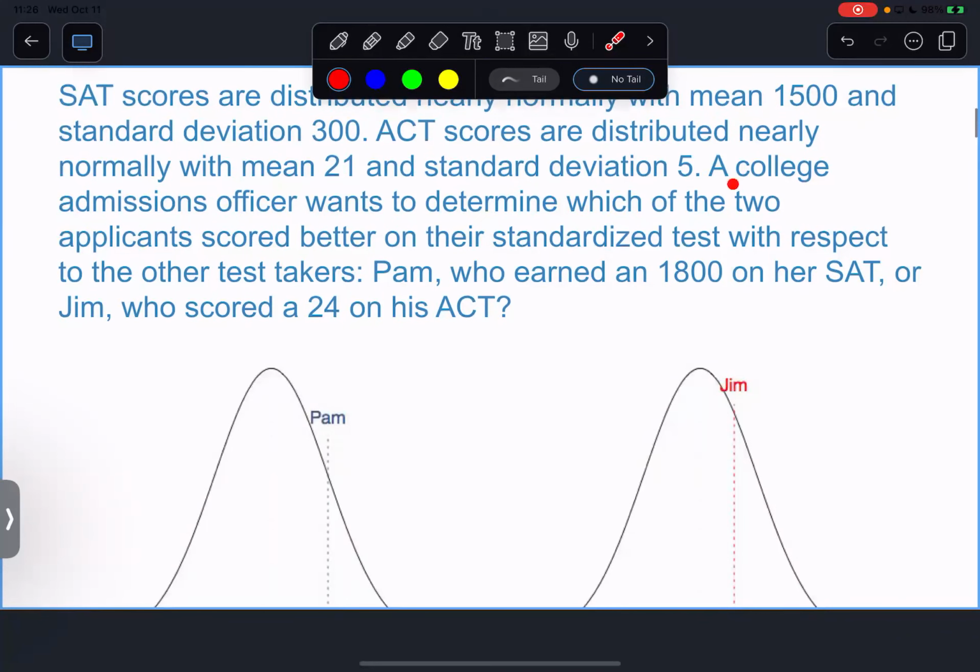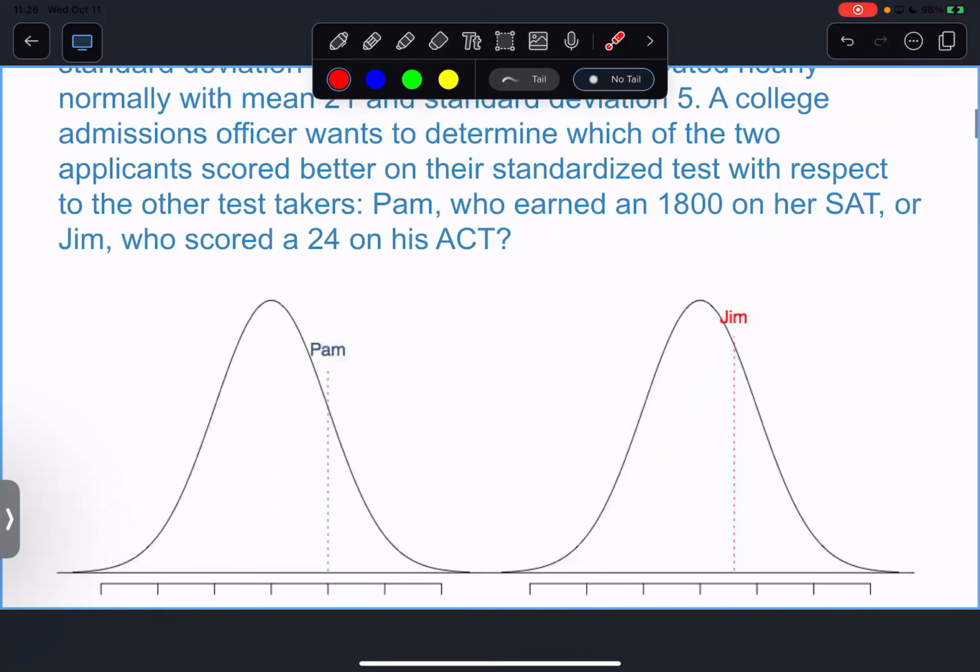So, of course, a college admissions officer wants to determine which of the 2 applicants scored better on their standardized test with respect to the other test takers: Pam, who earned 1,800 on her SATs, way to go, Pam, or Jim, who scored 24 on his ACTs. Okay. So what I always encourage you to do is draw the graph. Now, that's not going to make sense for a long time, but if you keep doing it, it will be helpful eventually. It's one of those things.